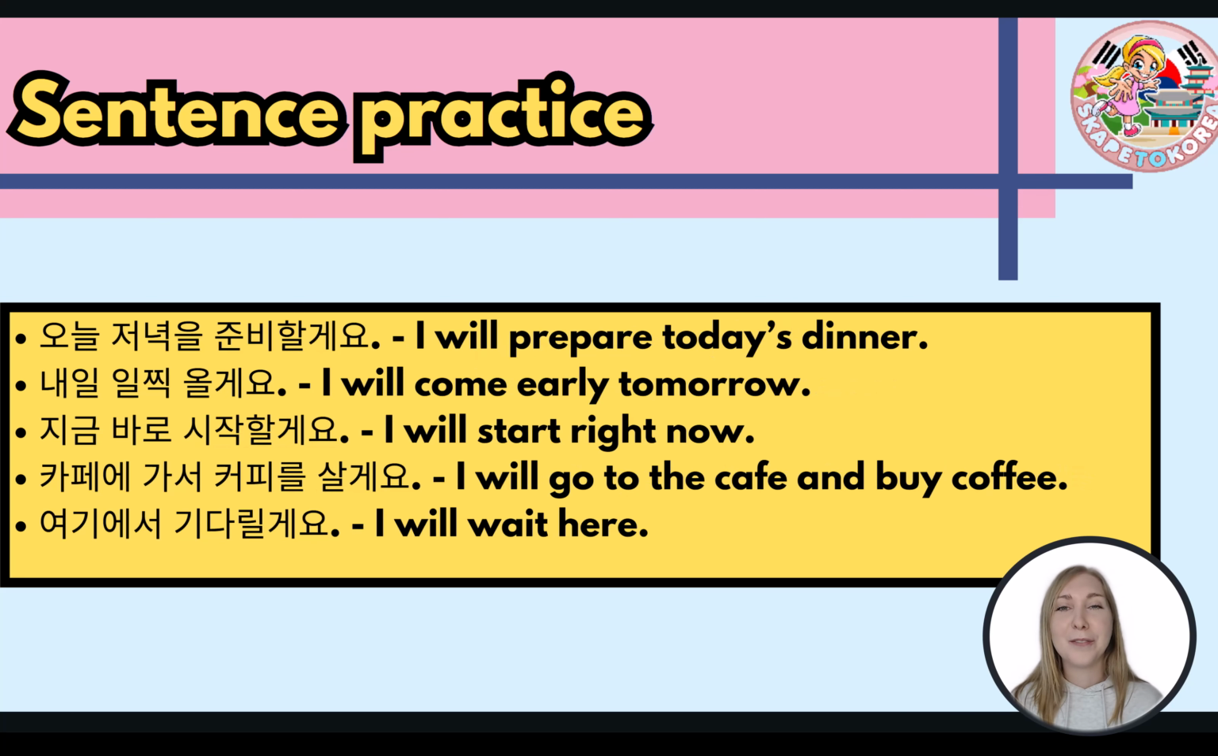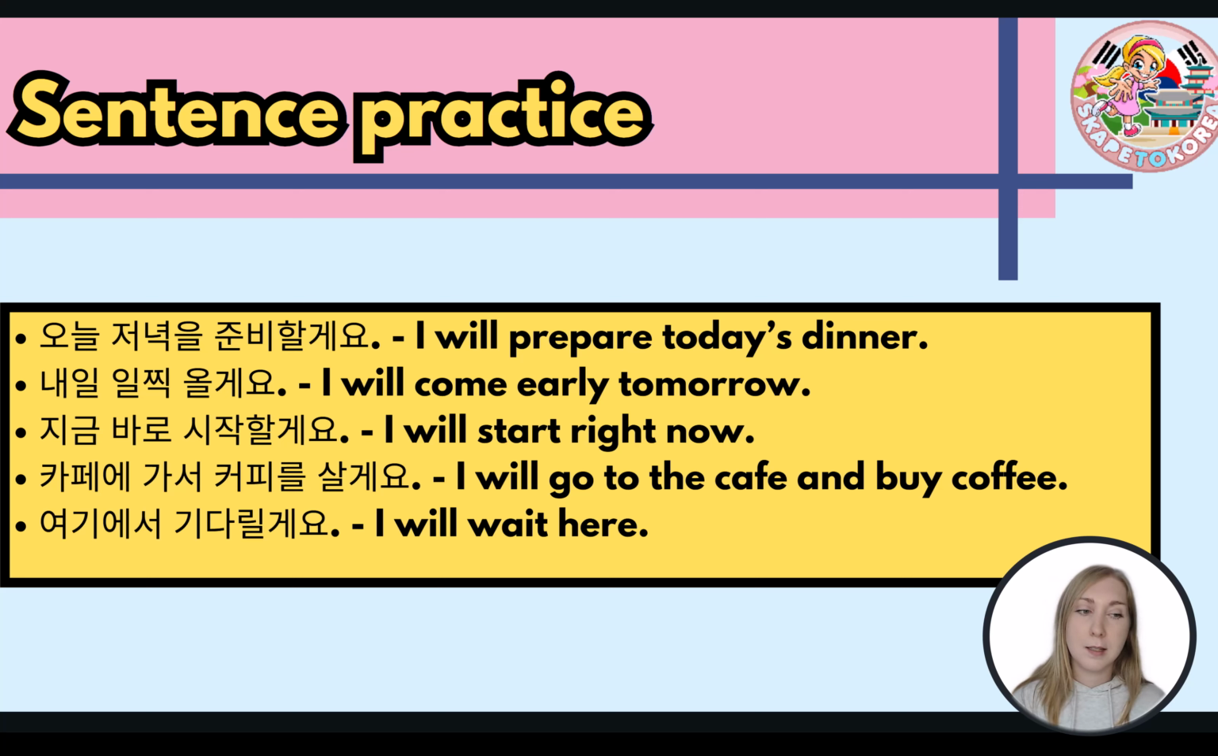Okay, let's go over the sentences. 오늘 저녁을 준비할게요. I will prepare today's dinner. So 오늘, today, 저녁, dinner, 을 is the object marking particle. 준비할게요. I will prepare. So this one again considers other people's opinion, and also you can only use it with yourself, the 을게요 future tense grammar.